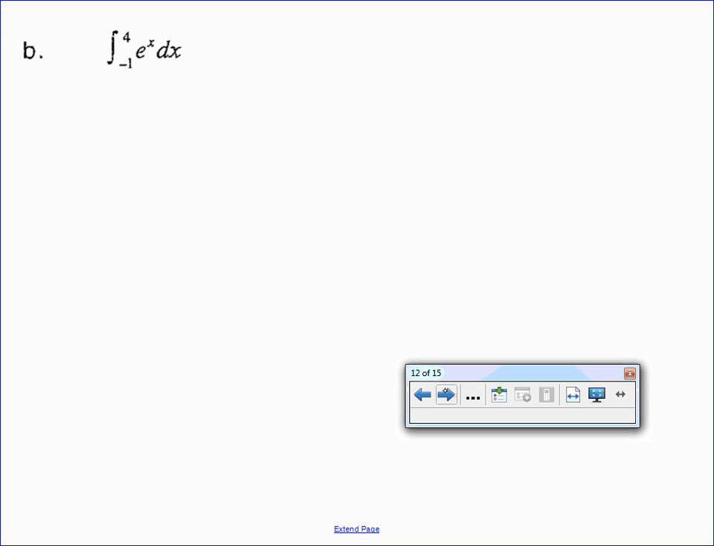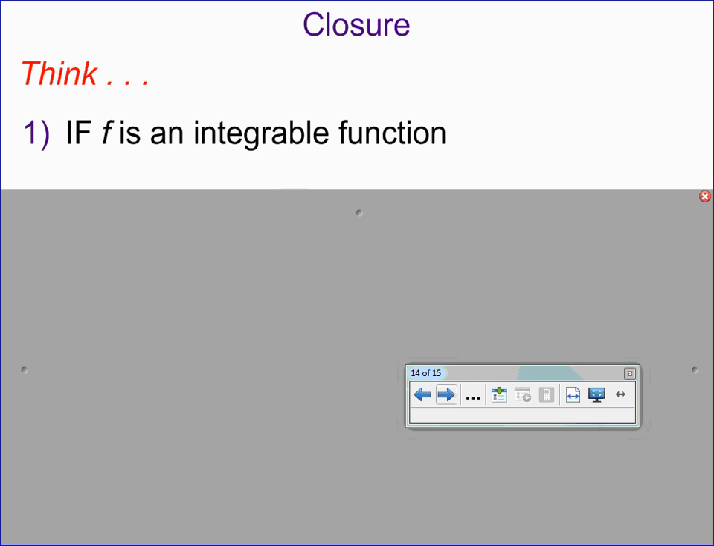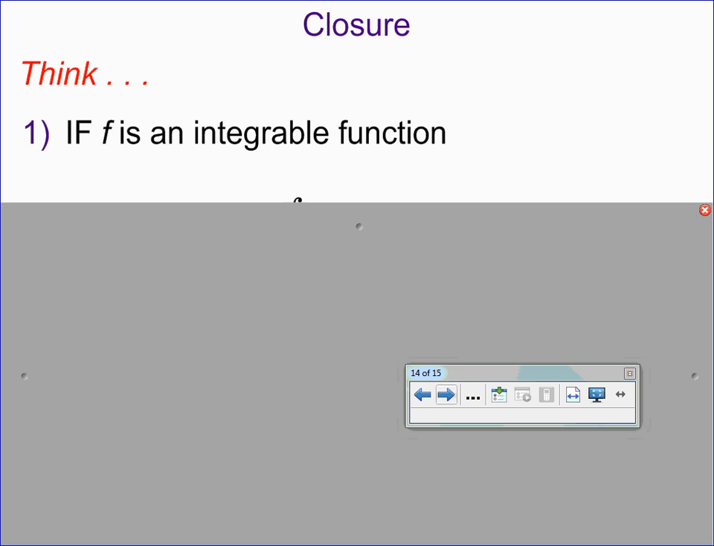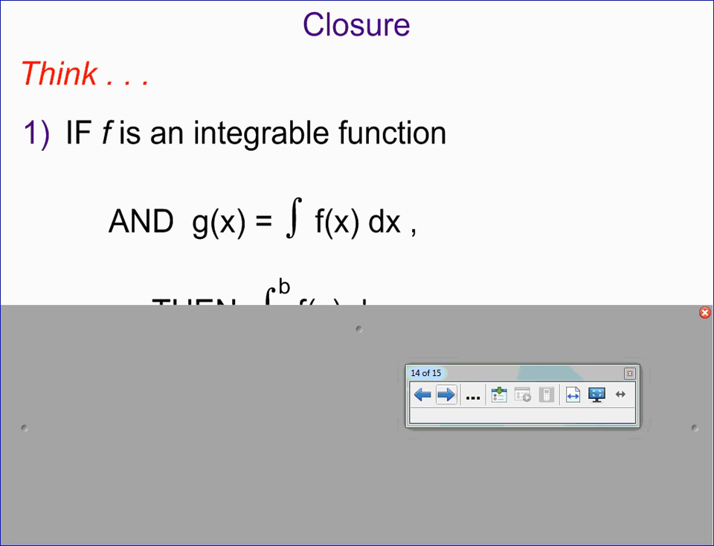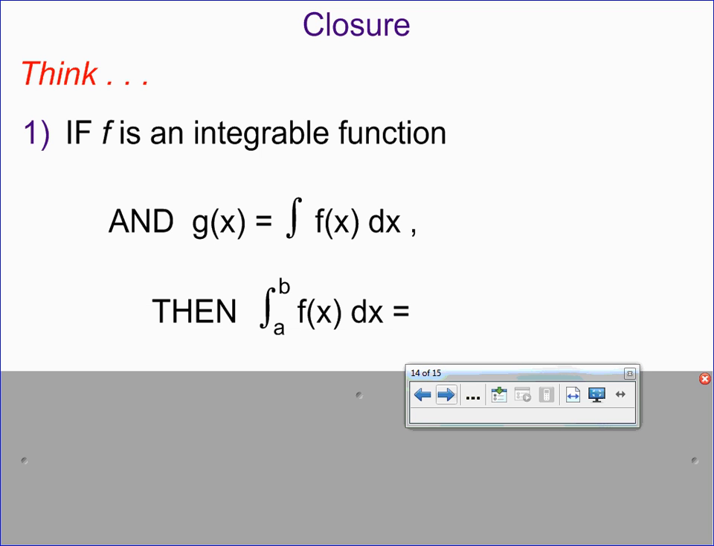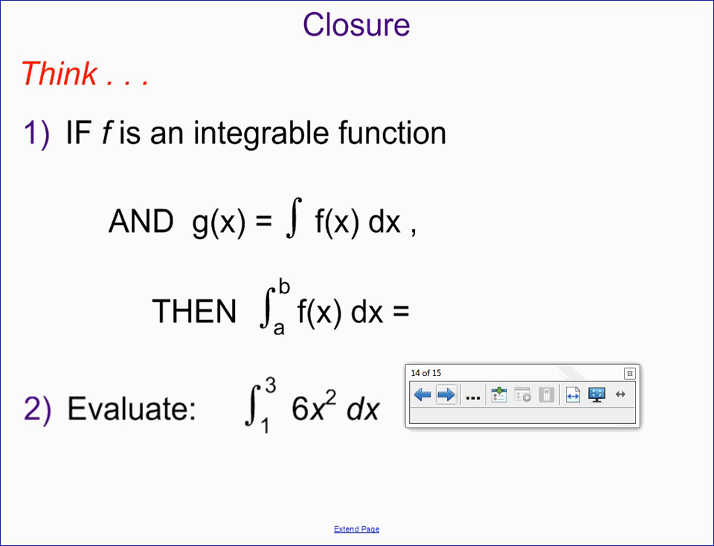So we're not going to do all of these. I want to make sure that we have plenty of time for our closer. You can check each of these by using your tech tip, okay? So we'll do one for closer. If f is an integrable function and g of x is an antiderivative of f, then the integral from a to b of f of x with respect to x equals blank. Don't say it out loud.